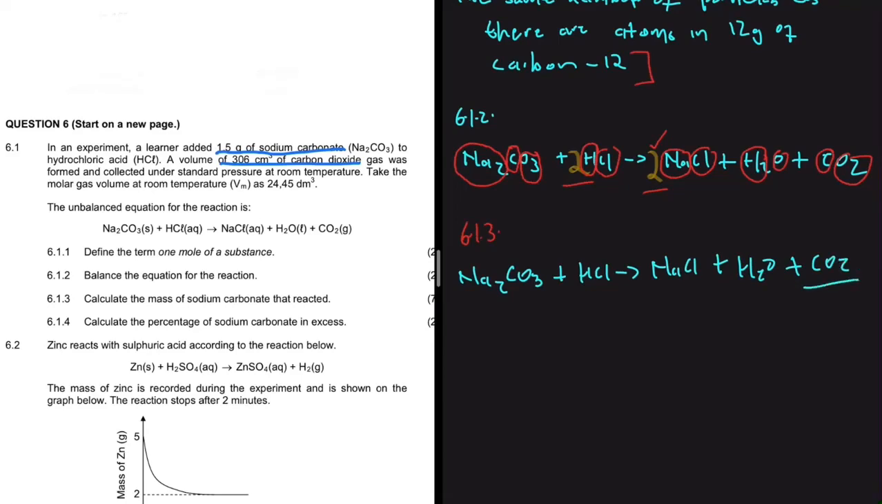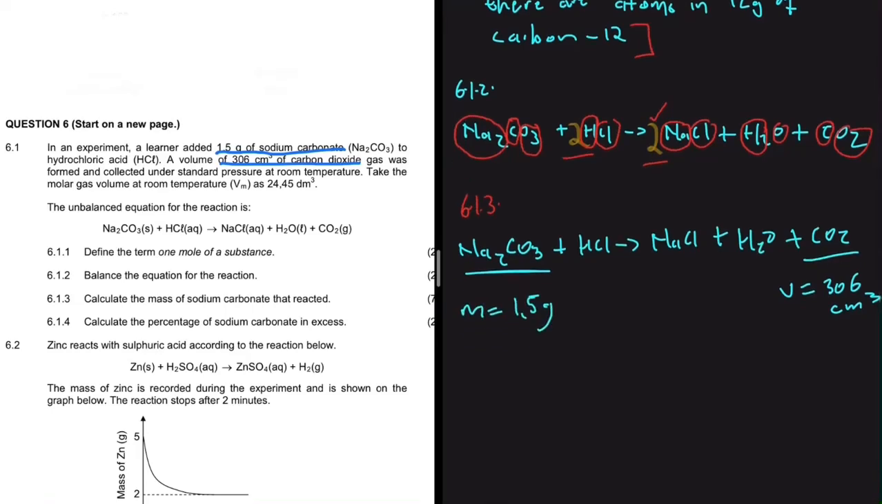So we are told that at the end of the day, we have a volume of 306 centimeter cube of CO2 produced. And for the sodium carbonate, we are given an initial mass, which is 1.5 grams. Of this 1.5 grams, not all of it reacted. That's why the question is asking us to calculate the mass that reacted.